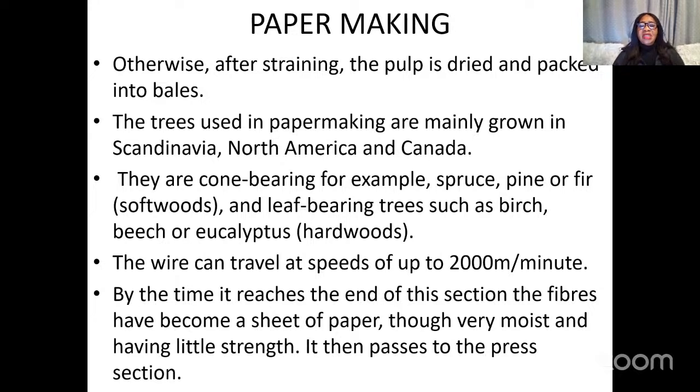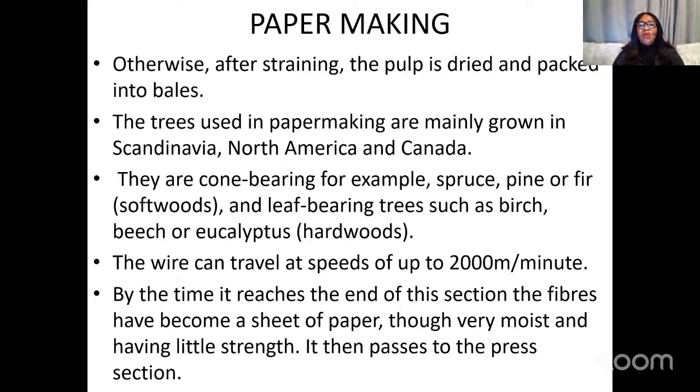The trees used in paper making are mainly grown in Scandinavia, North America, and Canada. They are cone-bearing, for example the spruce, pine, fir, which are softwoods, and leaf-bearing trees such as birch, beech, and eucalyptus, which are hardwoods. So these are the types of wood that are used.